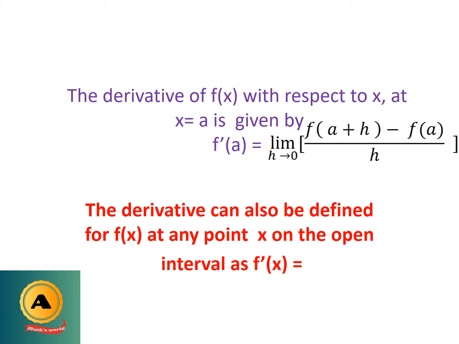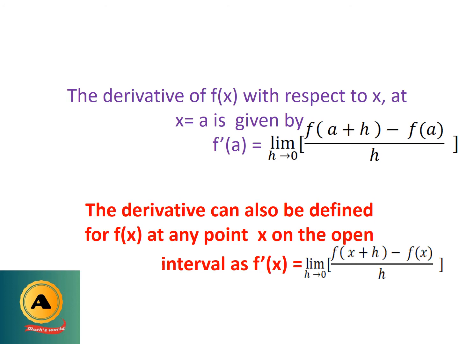a is any real number. a plus h and a both belong to the domain of the function f of x. f of a is the value of the function f of x at the point x equals a. It is also a real number. In general, f dash of x equals limit h tends to 0 of f of x plus h minus f of x upon h. This is also known as the first principle of a derivative.